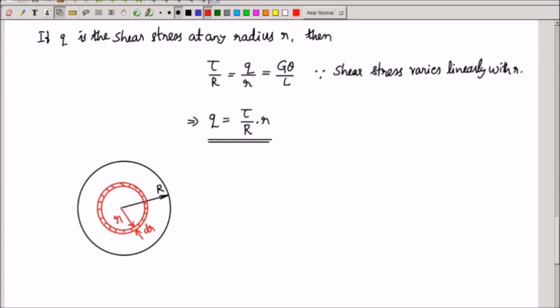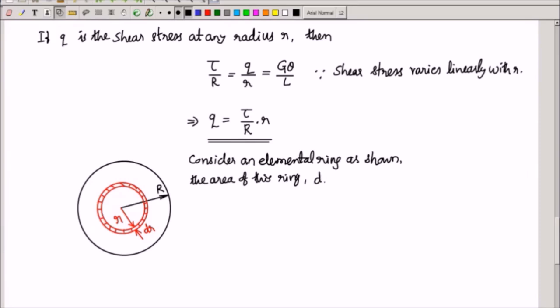Now at radius r, small q is the shear stress. We just now put the equation for that. Maximum shear stress is tau, which happens at radius capital R. Now we will consider the area of this elemental ring, as shown. The area of this ring I'll call dA. This ring is actually an annulus. If I cut open this ring and make it a rectangle, it is a small rectangle of dimension dr and the perimeter, which will be 2 pi r. So I can write dA as 2 pi r dr.